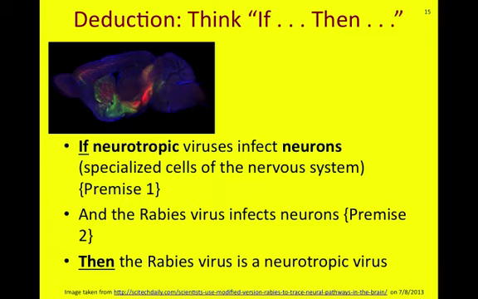So, if neurotropic viruses, meaning viruses that like to infect neurons, infect neurons, which are specialized cells of the nervous system, this is premise 1. And the rabies virus infects neurons, premise 2. Then the rabies virus is a neurotropic virus. We have gone from if blank, then blank. This is an example of deductive reasoning.